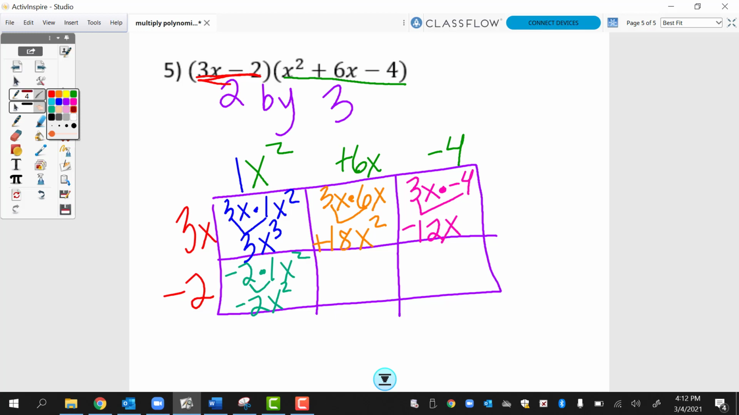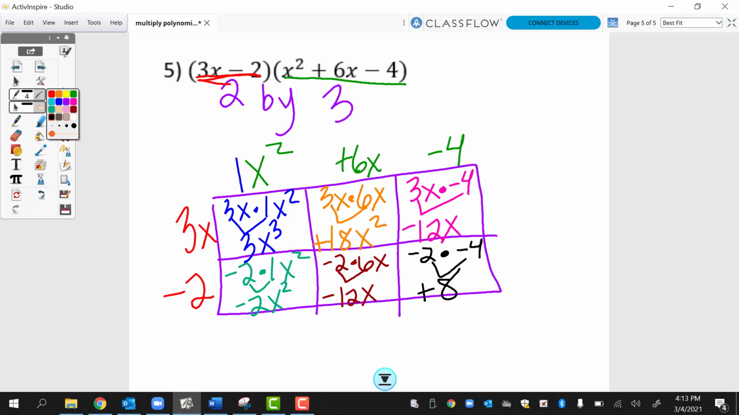I really am running out of colors. Okay, so next box, negative 2 times positive 6x. Multiply our big numbers. Negative 2 times 6 is negative 12. How many x's? Just the 1. Okay, and last box, we have a negative 2 times negative 4. We multiply our big numbers. That's a positive 8. And no x's, so don't put an x.